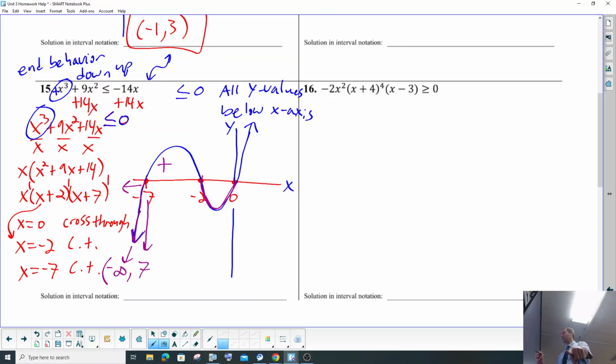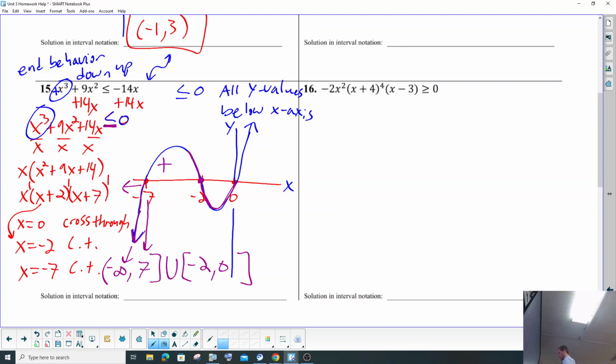And so do we use bracket or parenthesis? Do you remember? It's less than or equal to, so we use brackets. And union with, we're positive until, oh, we hit a 2. And so bracket, because it's less than or equal to, negative 2 to 0, bracket. And so there's all our solutions that are below the x-axis, which are negative solutions.